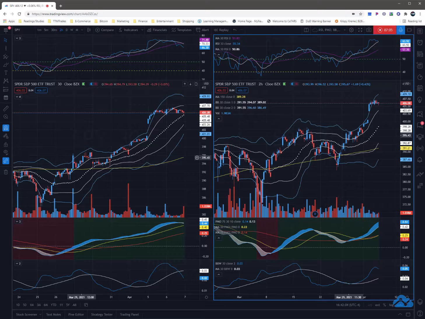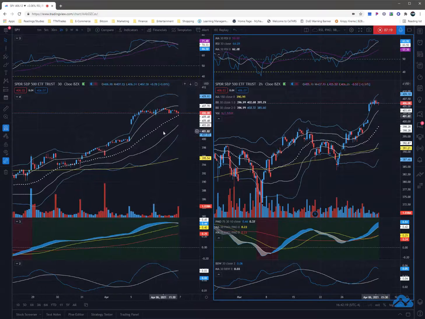All right, I'm back. So as you can see, as we pull back to that middle BB support, we break back out to the upside for another leg, pull back, again another breakout to the upside. And each time we're using that top one standard deviation and that middle Bollinger Band as key levels of support.